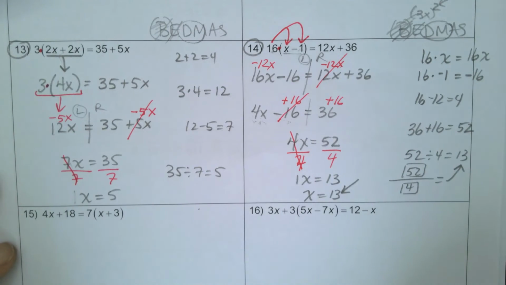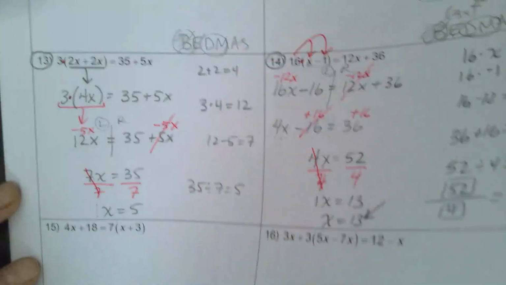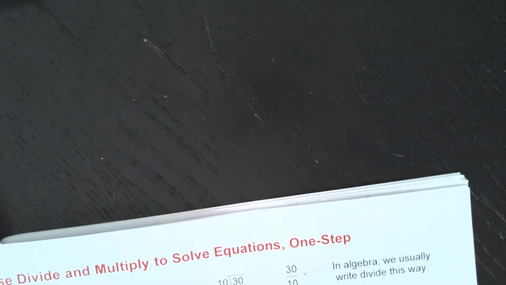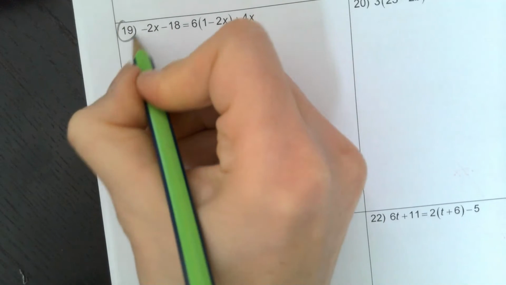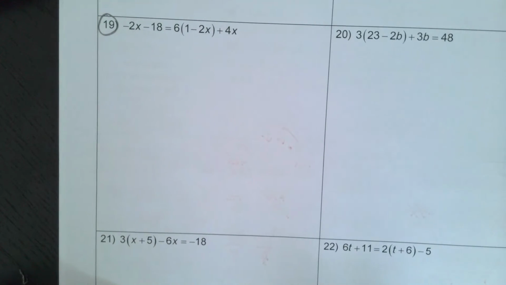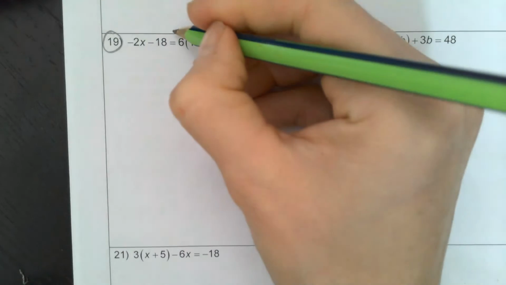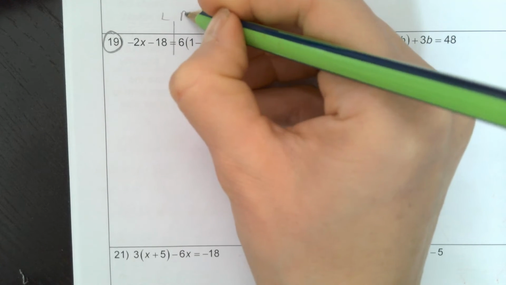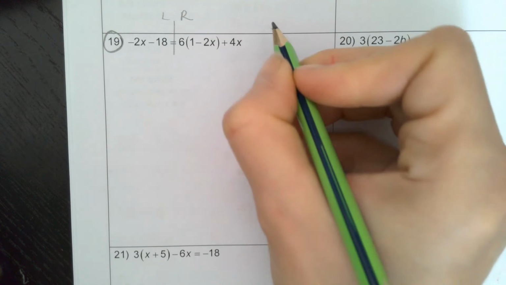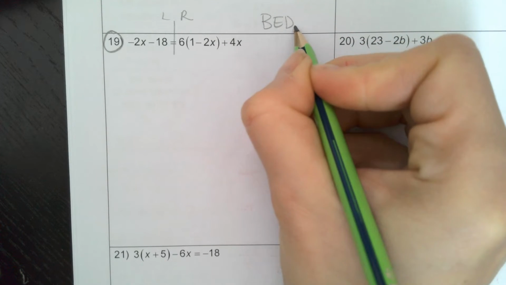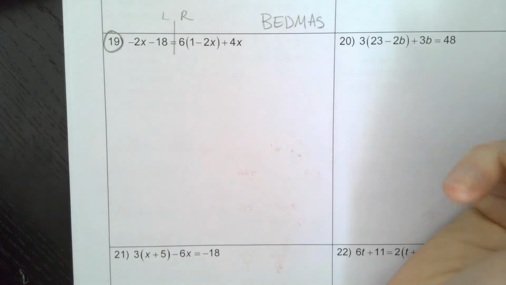Let's turn the page and do a few more. Let's do number 19. Okay. So let's cut it at the equal sign to make the left side and the right side. Oh, the right side looks messy and it's got a bracket. So let's use the BEDMAS rules to see if we can make it more simple.